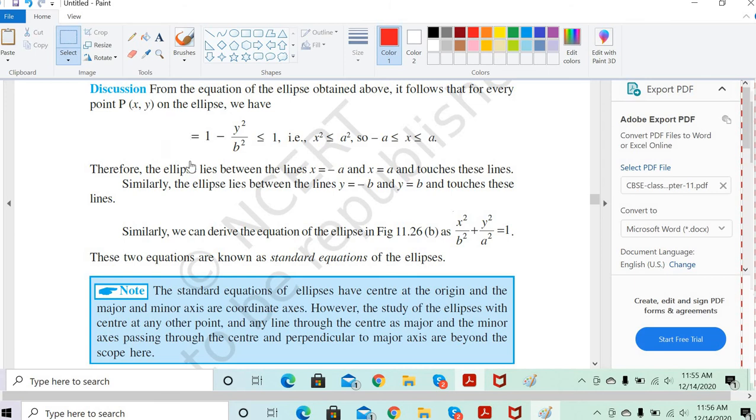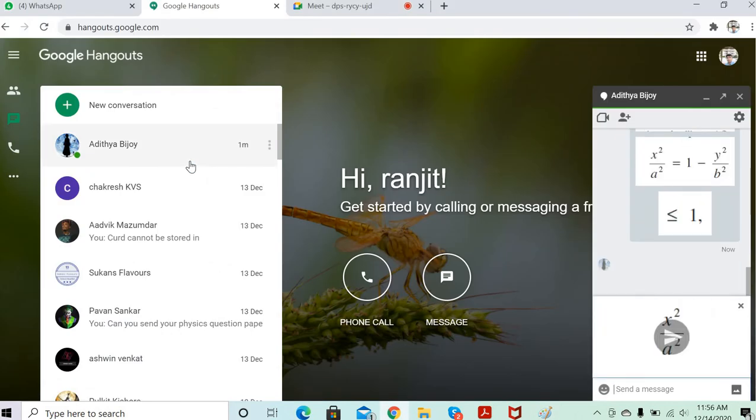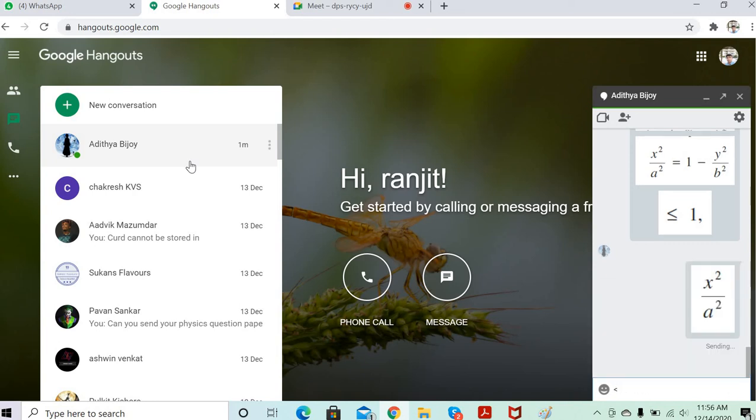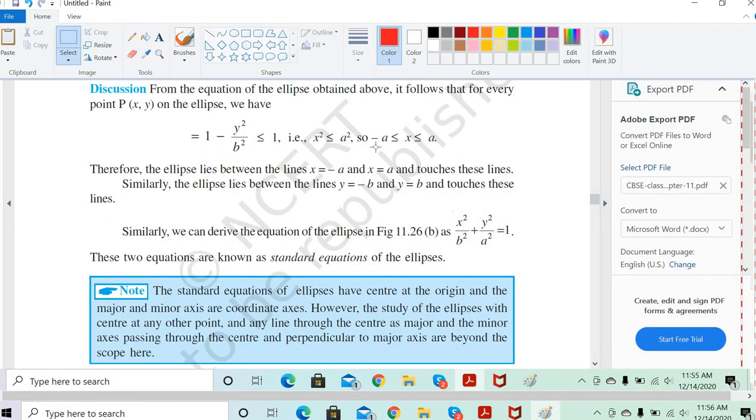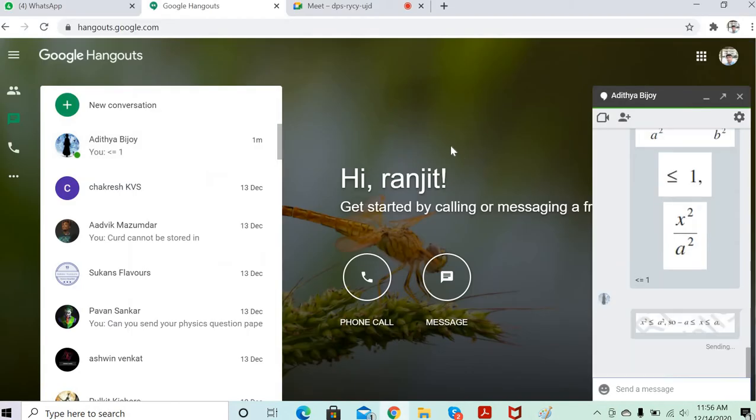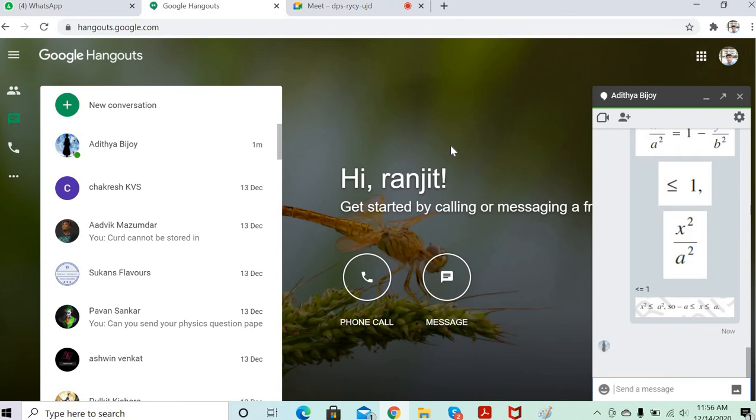So x square by a square will always be less than or equal to 1. Correct? So x square will be less than or equal to a square. So x will be equal to plus minus a. So x should be greater than minus a and less than plus a, then x should lie between minus a and plus a.